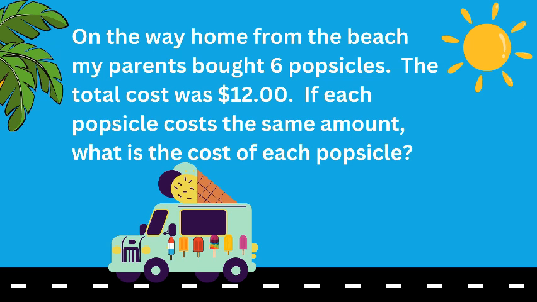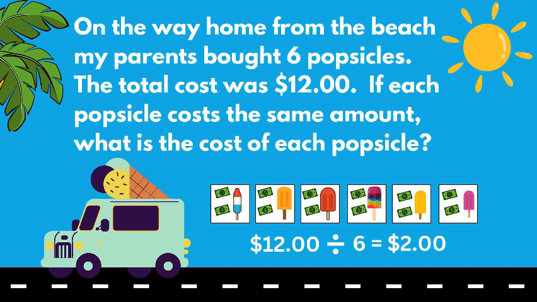Here's our next problem. On the way home from the beach, my parents bought 6 popsicles. The total cost was $12. If each popsicle costs the same amount, what is the cost of each popsicle? Pause the video and write down your answer. If you said that the answer was $2, then you are correct. 12 divided by 6 equals 2.